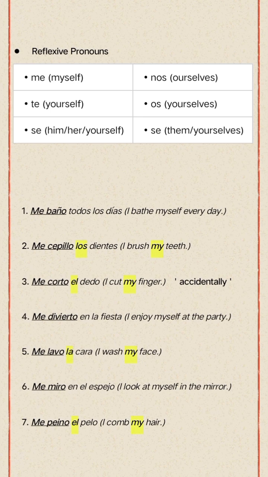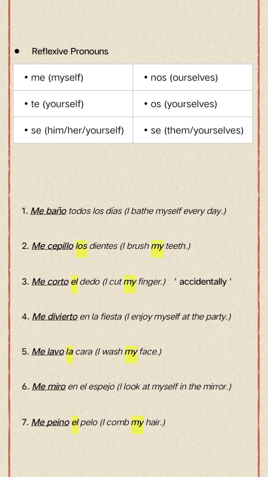Number 3. Me corto el dedo, which means I cut my finger, accidentally. Number 4. Me divierto en la fiesta, which means I enjoy myself at the party. Number 5. Me lavo la cara, which means I wash my face. Number 6. Me miro en el espejo, which means I look at myself in the mirror. Number 7. Me peino el pelo, which means I comb my hair.